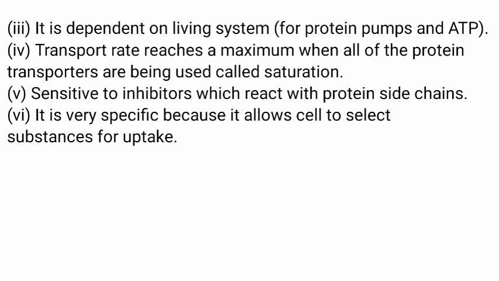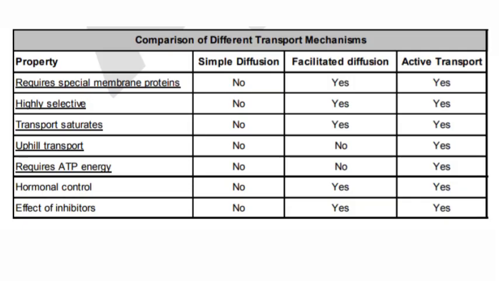The rate of transport reaches a maximum when all of the protein transporters are being used, called saturation. Active transport protein pumps are sensitive to inhibitors because the protein pump side chains react with inhibitors. It is very specific. Active transport is very specific because it allows cell to cell movement for selective substances.